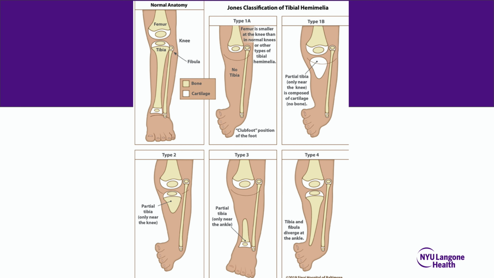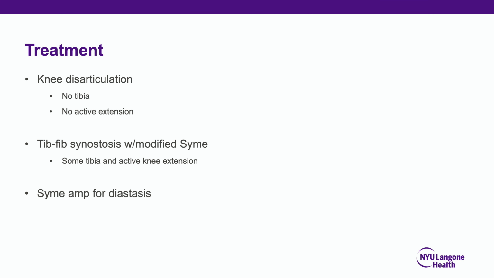But what's important to know is that in some cases, you do not have enough proximal tibia to allow for an appropriate extensor mechanism, which does play into treatment. So knee disarticulation is considered when there's no tibia or when there's so little that the child achieves very little or no active extension. If there is some tibia and active knee extension, you can consider a synostosis with a modified Syme, and Syme amputation is the standard of care for distal diastasis.